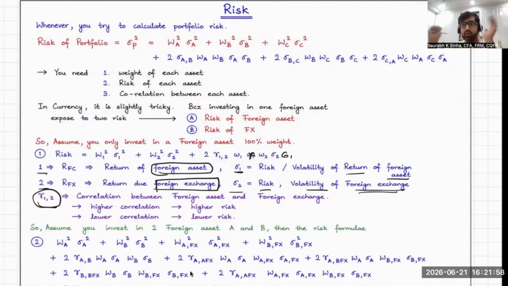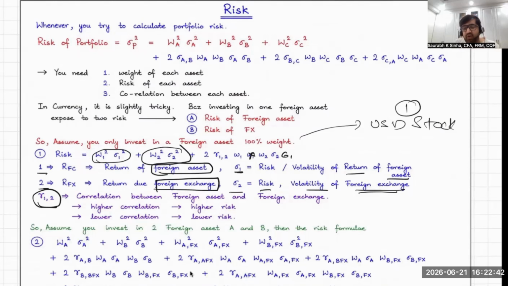Between what? Between two different assets? No, not two different assets. Between the investment in the foreign asset and the FX rate, the correlation between the two. So even if you have 100% investment in one USD stock, just one USD stock, your formula is not just w squared sigma squared. You have the risk of the foreign currency asset, you have the risk of the FX, and the correlation terms between the two. Okay.